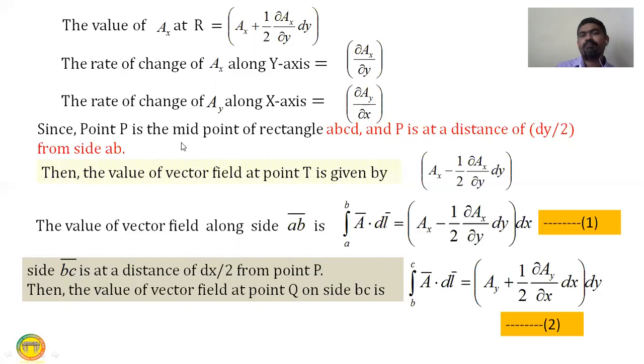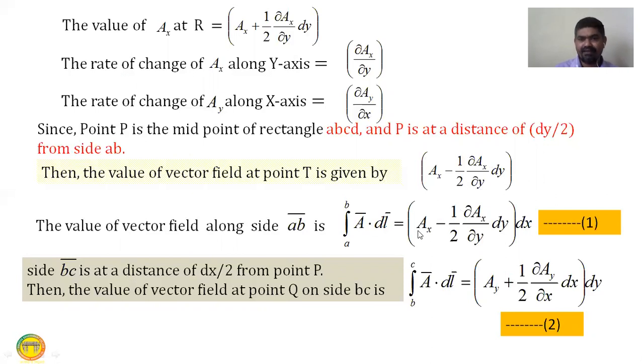The point P is the midpoint of the rectangular plane ABCD, and P is at a distance of dy by 2 from side AB. We have already discussed this. Then the value of the vector field at point T is given by Ax minus 1 by 2 into ∂Ax/∂y into dy. Here I am writing the line integral value along the side AB. From A to B, the line integral of A dot dl gives us this value at P into the length dx.